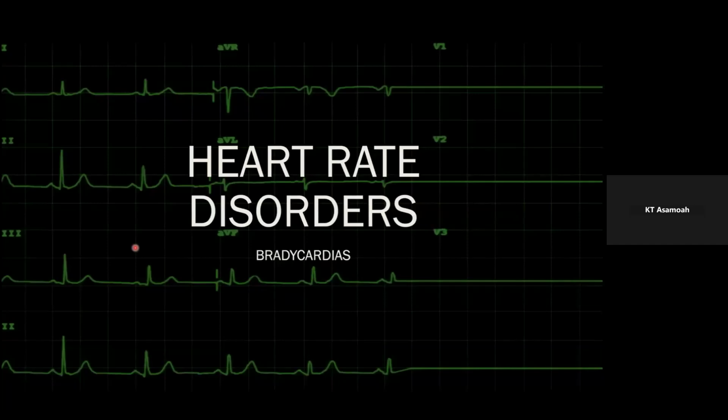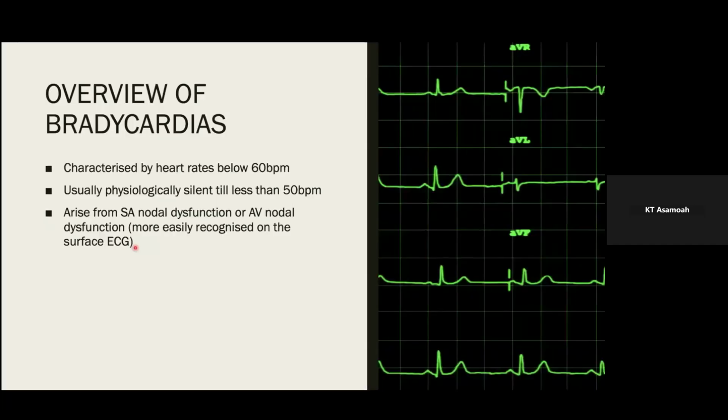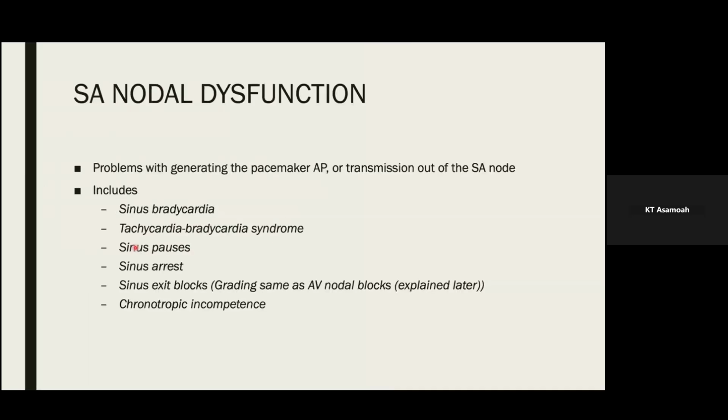So let's look at a few more specifics of bradycardia. Generally, we say bradycardia when there's a heart rate of less than 60 beats per minute. But in clinical practice, we usually give an allowance down to 50 beats per minute because physiologically, it rarely has consequence if the heart rate is between 50 and 60. And the bradycardias are generally either from an SA nodal dysfunction or an AV nodal dysfunction. SA nodal dysfunction is a bit more difficult to pick on the surface ECG, but AV nodal dysfunction is what we tend to see all the time.